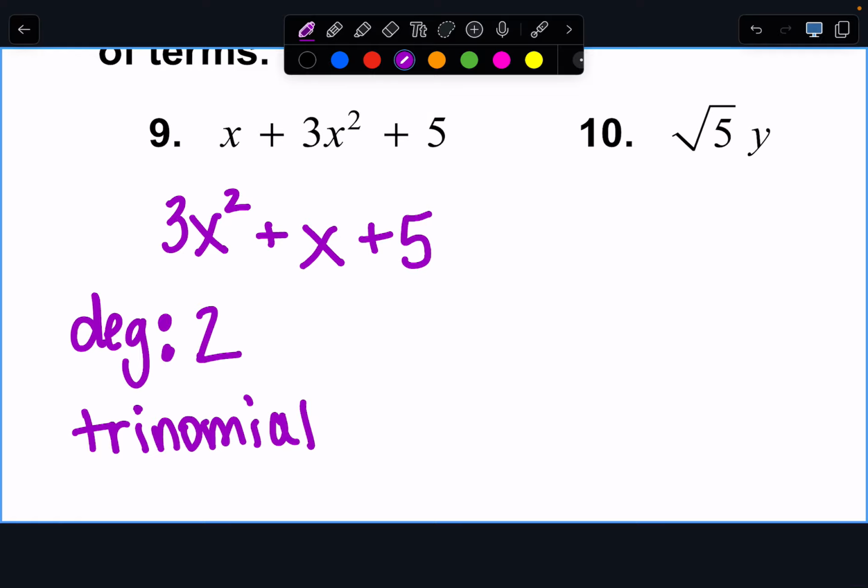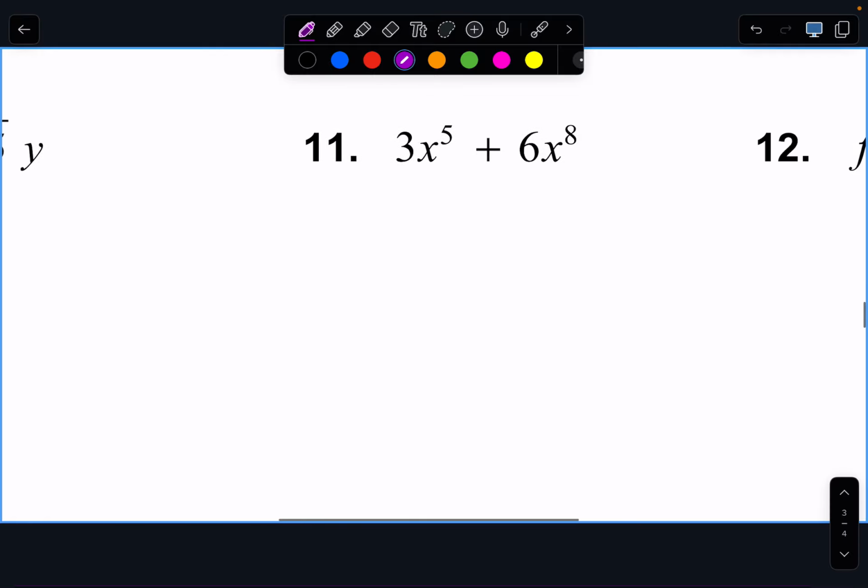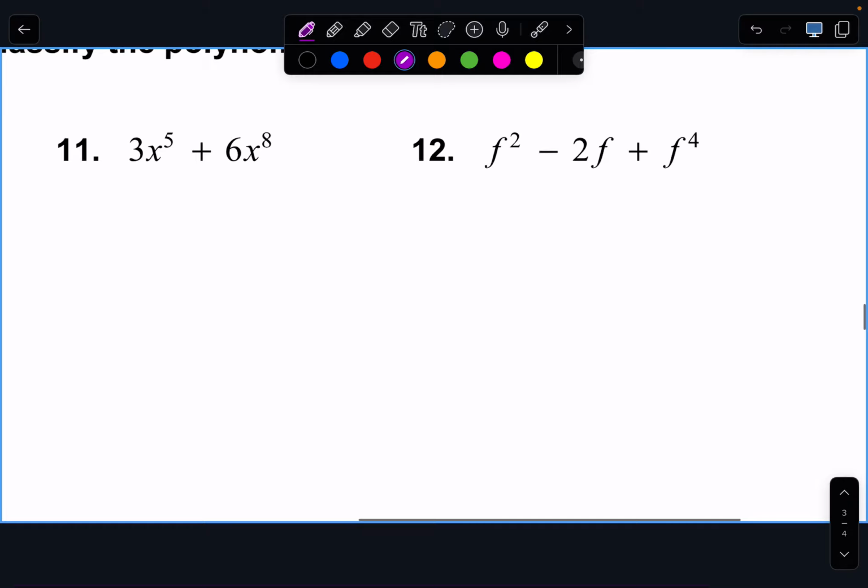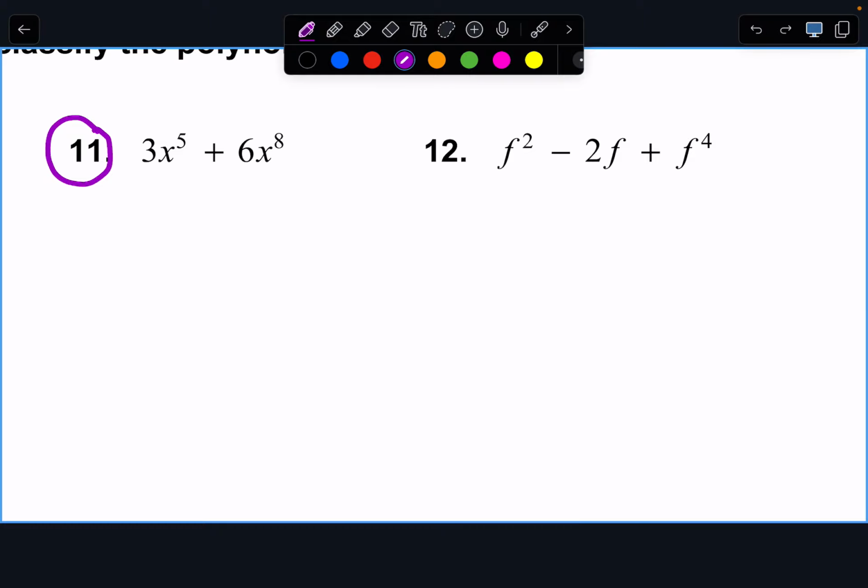Okay. So what I'd like you to do, I'd like you and your elbow partner to rewrite number 11 and number 12 in standard form. And then identify what's the degree and whether it's a binomial or trinomial. Ready, set, go.